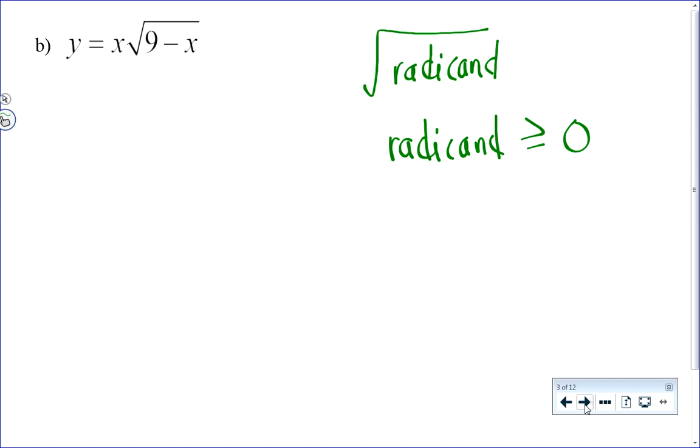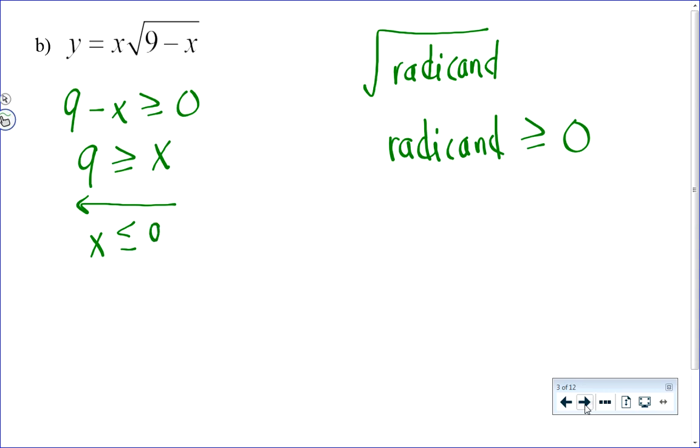In this particular example, 9 minus x must be greater than or equal to 0. I'm going to add x to both sides and get 9 must be greater than or equal to x, which means if we read it right to left, x must be less than or equal to 9. You cannot use a number that's not less than or equal to 9. If you use 10, it won't work. If you use 9.1, it won't work. So now, this is the domain right here. Let's find the derivative.